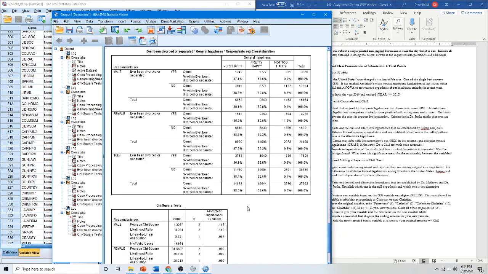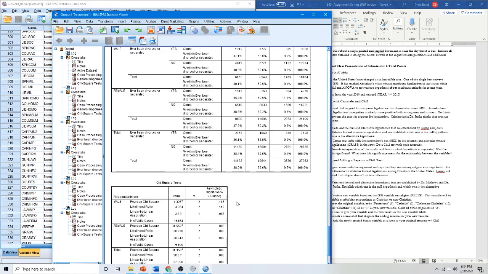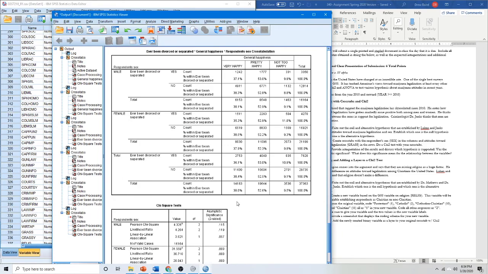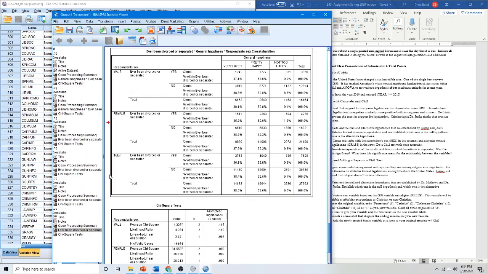You actually end up getting 3 crosstabs and 3 chi-squares. You have here the same thing we did previously, examining the relationship between ever being divorced and happiness, but broken up into males, females, and total. The total is exactly what we had previously.